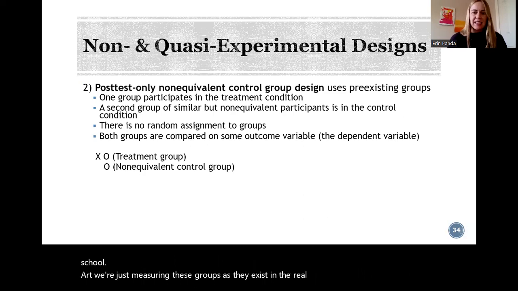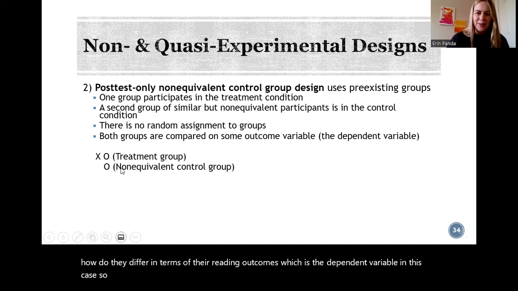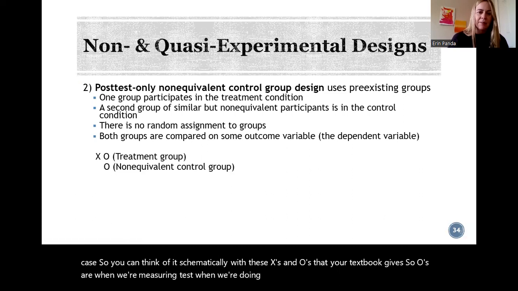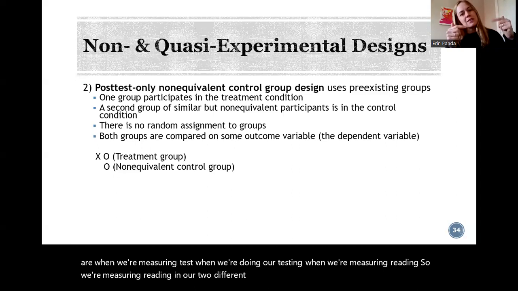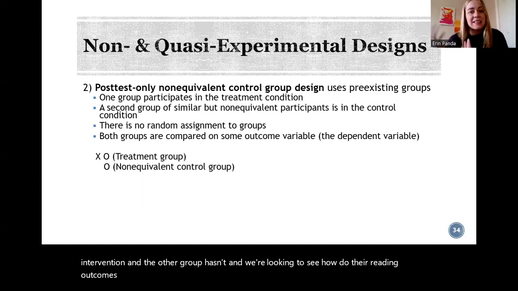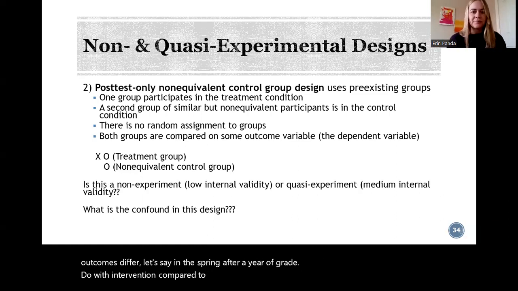Then we look to see how they differ in terms of their reading outcomes, which is the dependent variable in this case. You can think of it schematically with these X's and O's that your textbook gives. O's are when we're doing our testing, when we're measuring reading. So we're measuring reading in our two different groups, and one of the groups has gotten intervention and the other group hasn't. And we're looking to see how their reading outcomes differ, let's say in the spring, after a year of grade 2 with intervention compared to without intervention.